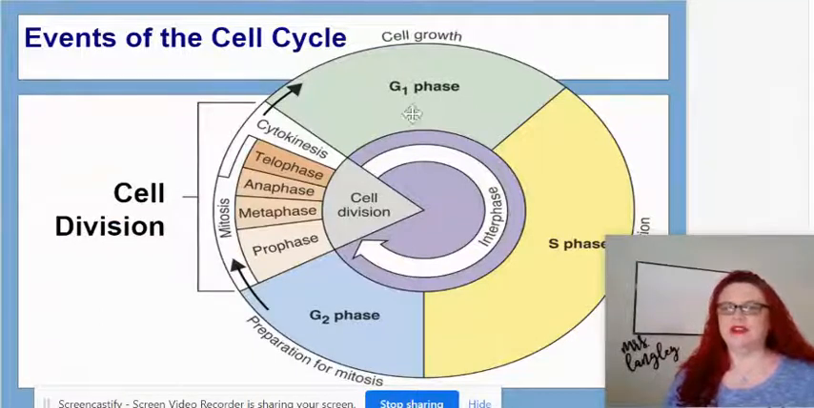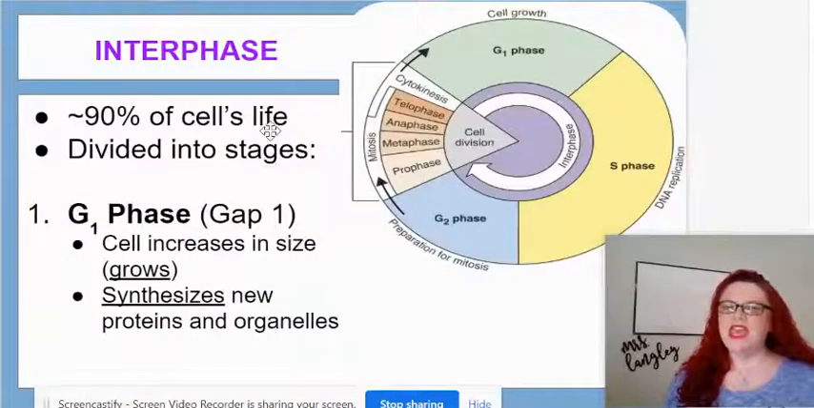Our cell cycle is a lot like a clock. And you'll see that in this clock here, interphase takes up most of this circle, with it having three smaller phases. Then you see mitosis and cytokinesis. Interphase is about 90% of a cell's life cycle, and it is divided into three different stages.